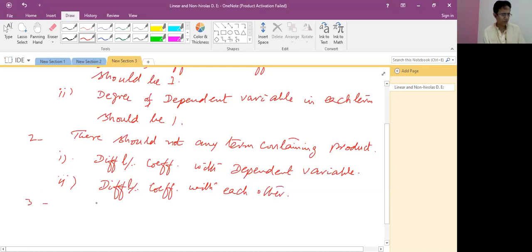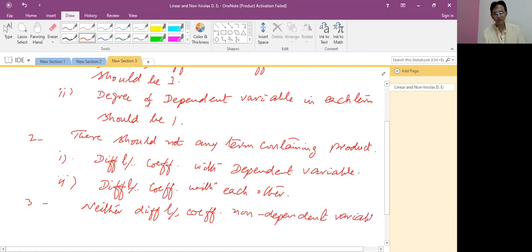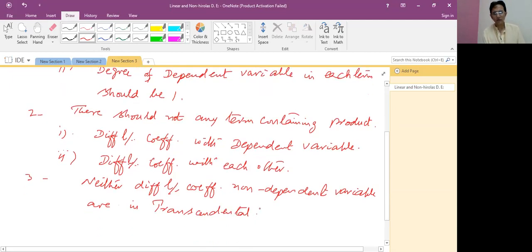Now the third rule is neither differential coefficient nor non-dependent variable. Non-dependent variable means independent variable in another way, or transcendental. It means no transcendental function of variables is present in the differential equation's differential coefficients.